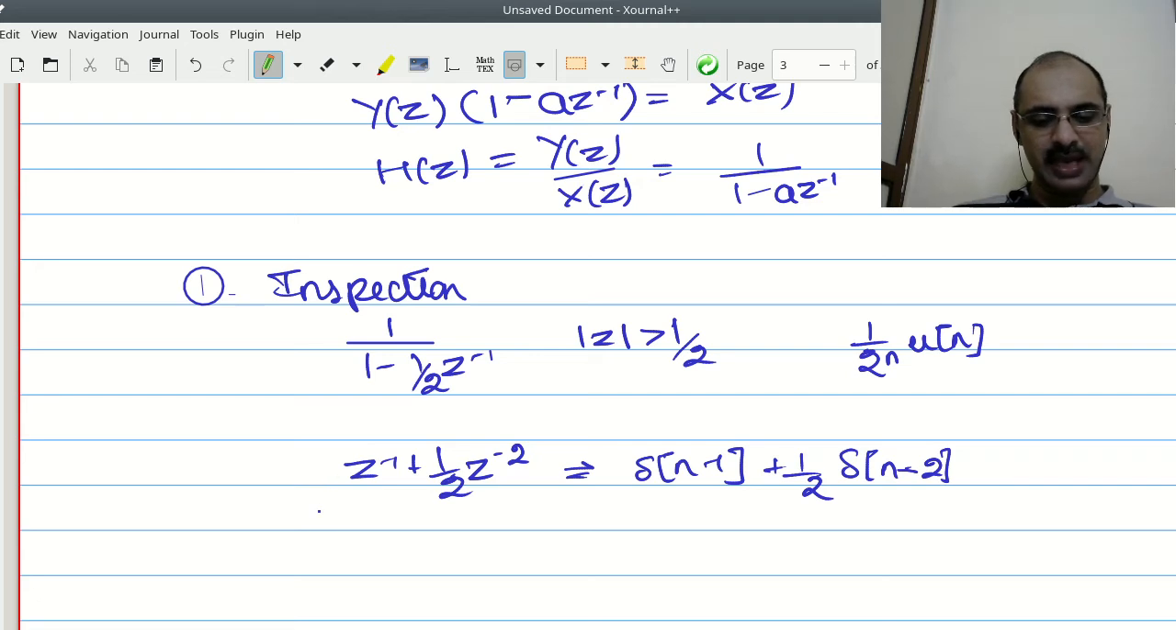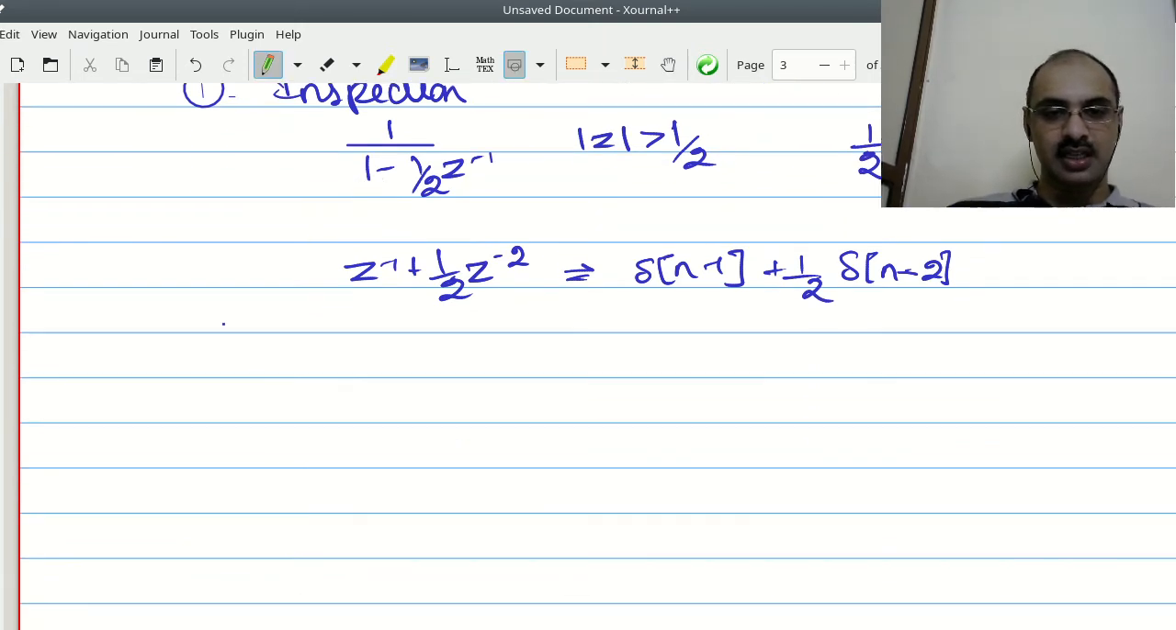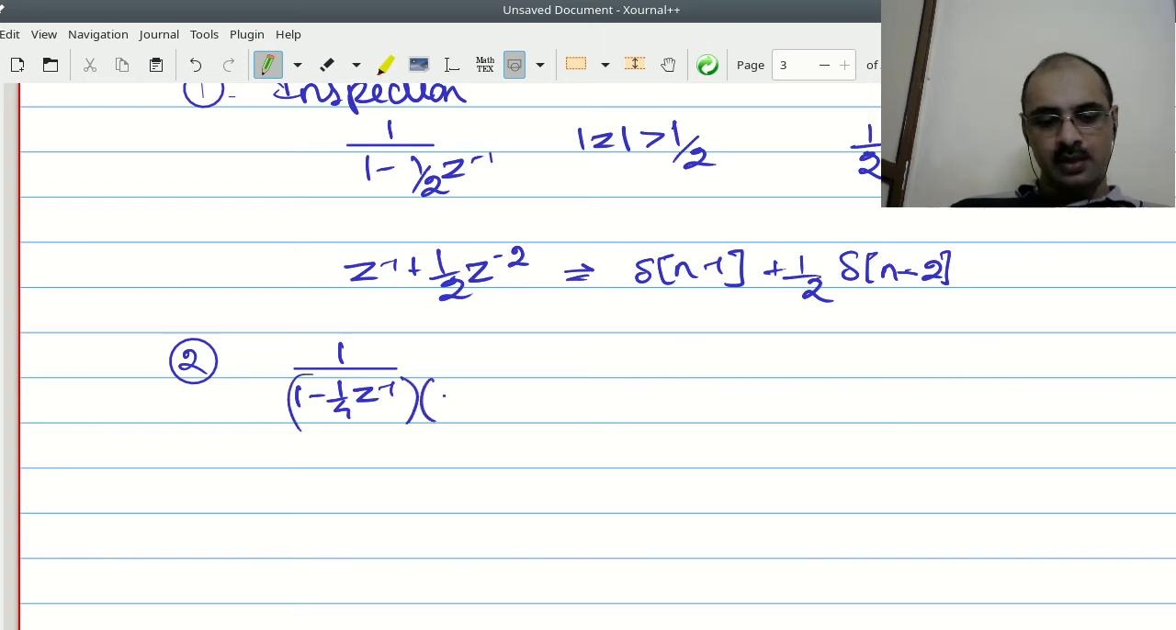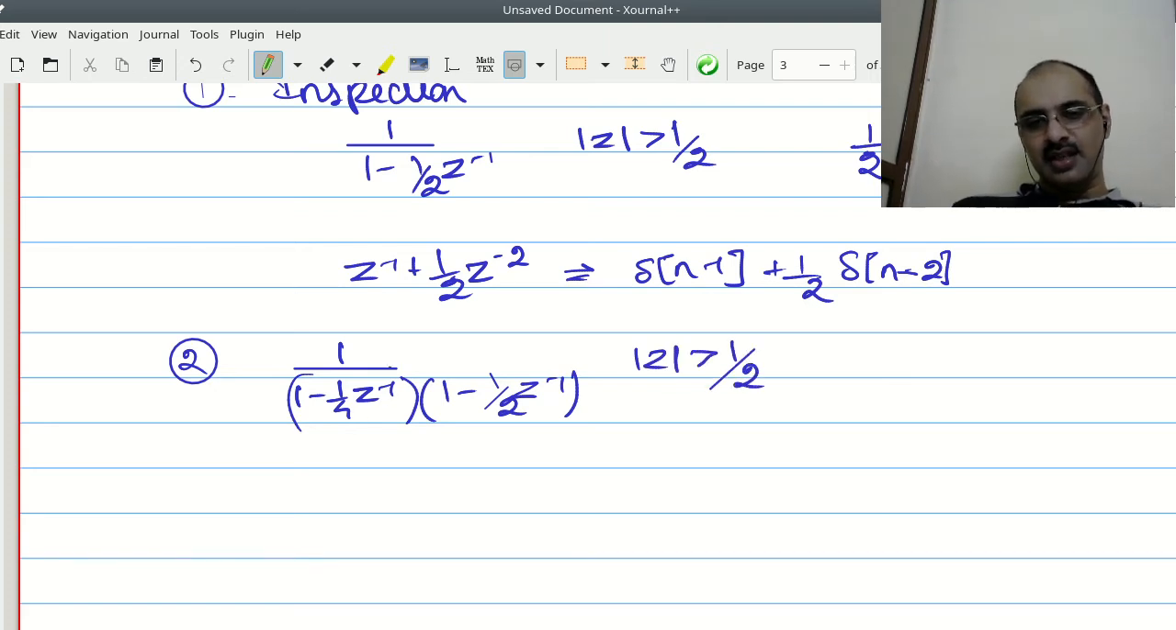So you can, by inspection and by looking at the table, obtain the inverse Z transform. The second approach is an extension of the previous. If you are given something more complicated, let's say a two-pole system, 1 by (1 minus 1/4 Z inverse) times (1 minus 1/2 Z inverse), and mod Z is greater than half, this is an ideal candidate for a partial fraction expansion.